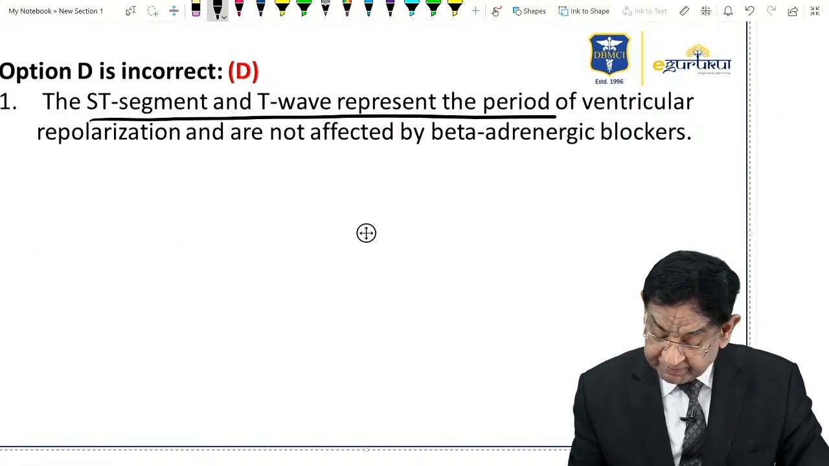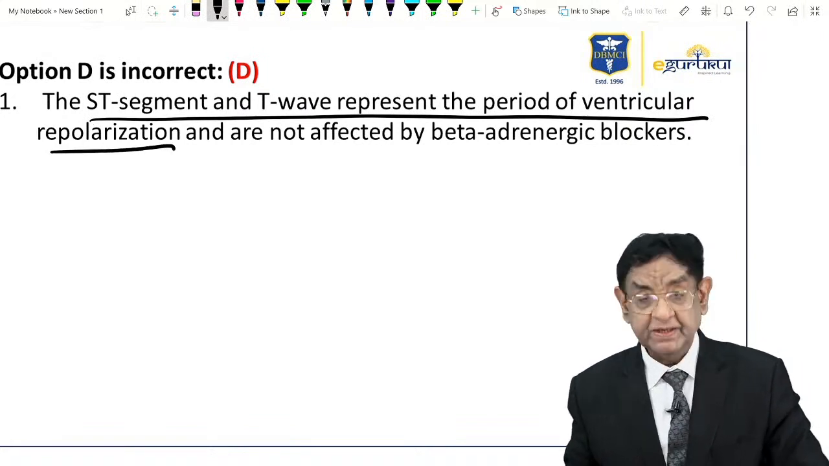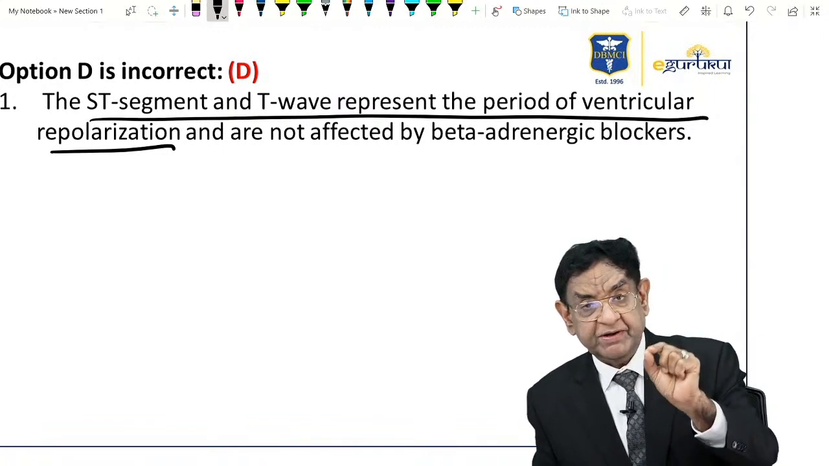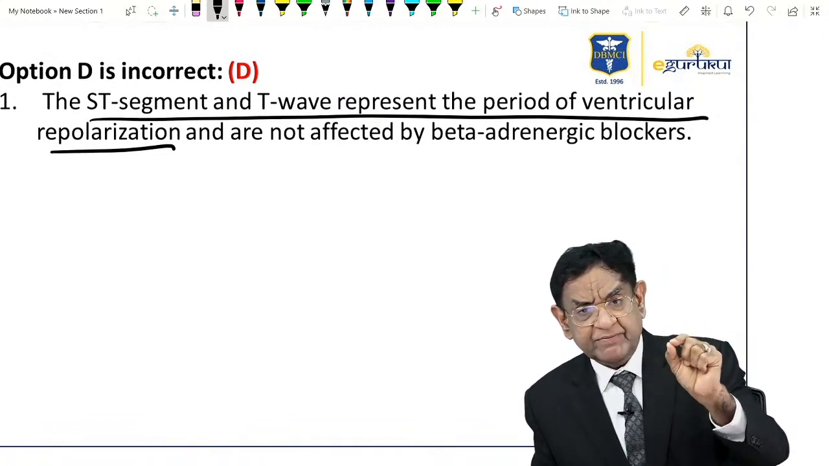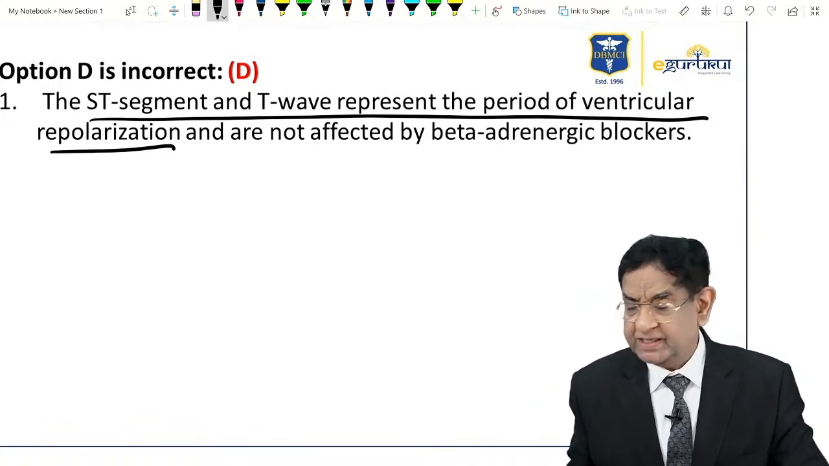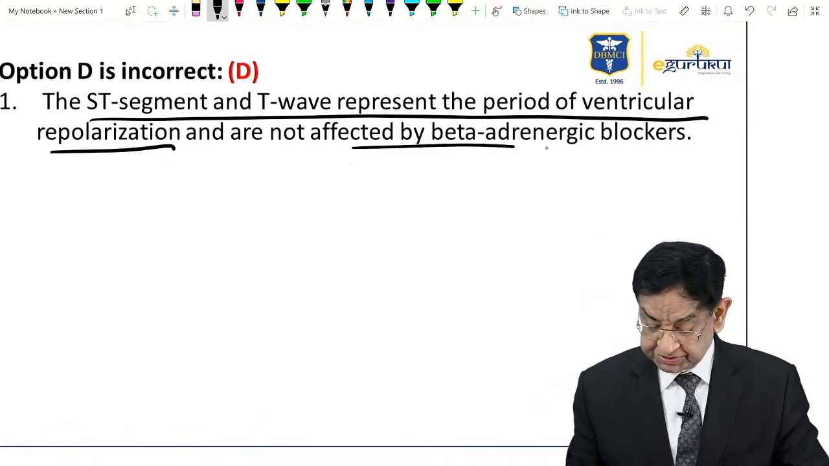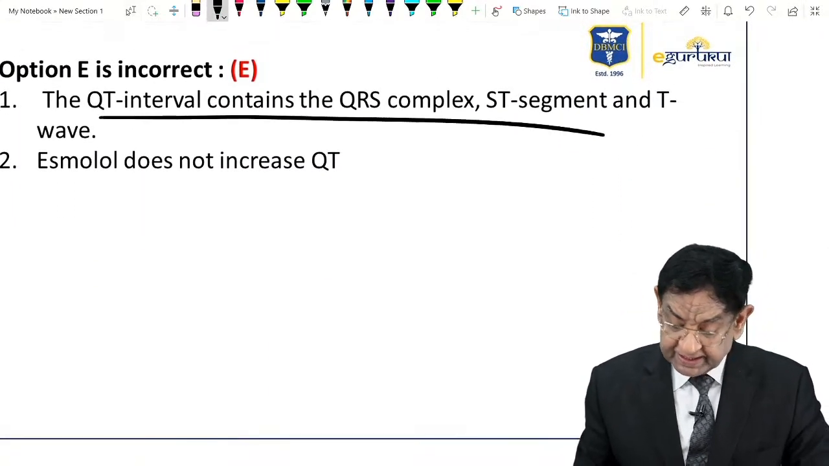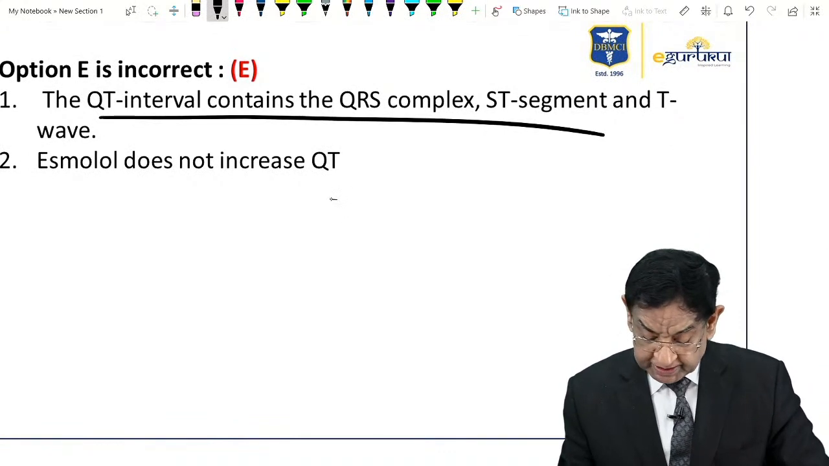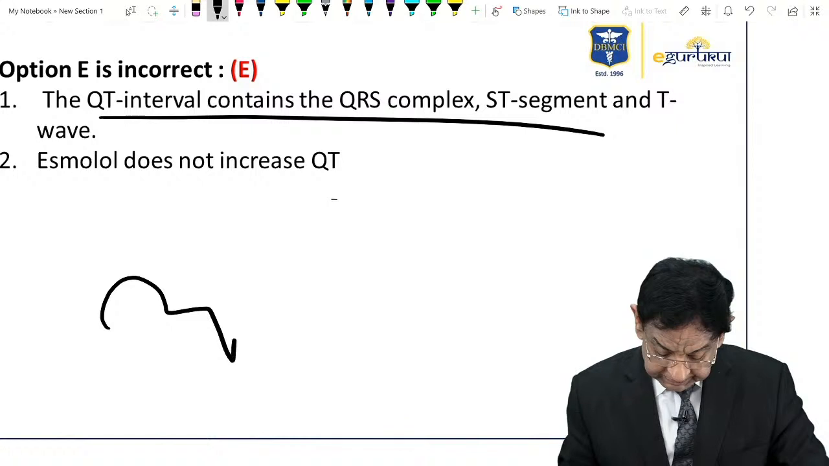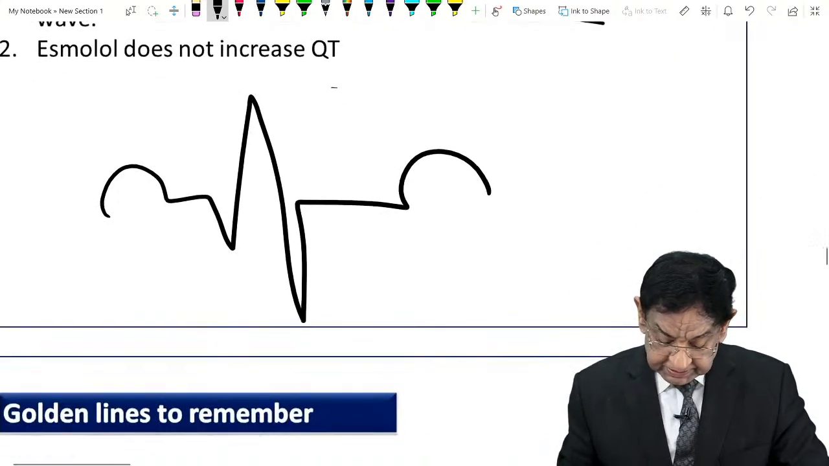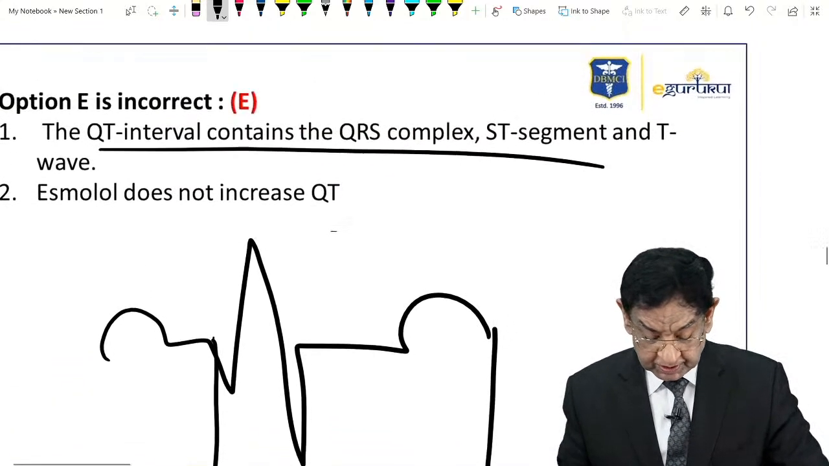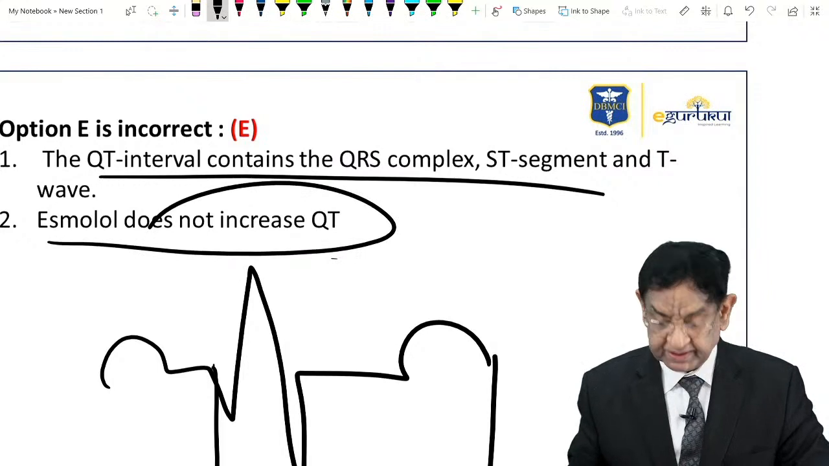The ST segment and T wave represent ventricle repolarization. Remember, both represent ventricle repolarization, but the T wave represents rapid repolarization. They are not affected by the beta blockers. As I told you, the QT interval runs from the QRS complex like this to the end of the T wave, and indicates both ventricle systole and diastole. Esmolol will not affect the QT interval.